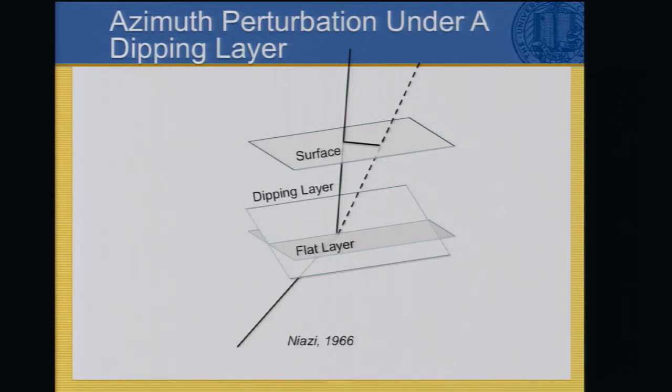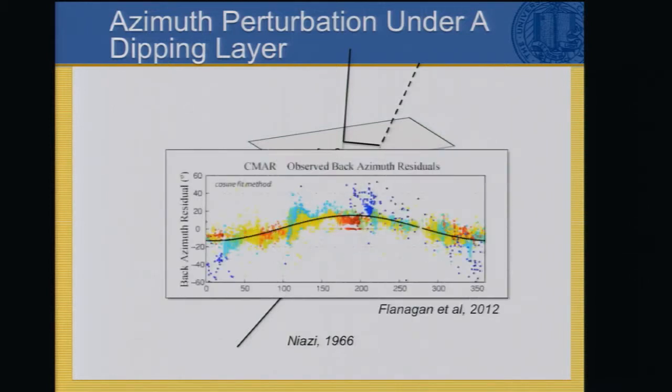That is, if you have a dipping layer beneath the array, this dipping layer will bend your azimuth estimate. And if you do this over the range of 360 degrees, as nuclear test ban monitoring can, over the 2 pi range, you will see that this bias has a cosine-shaped pattern. And this is well known, and that cosine curve can be used to determine the actual dip of the dipping layer, its orientation and dip.